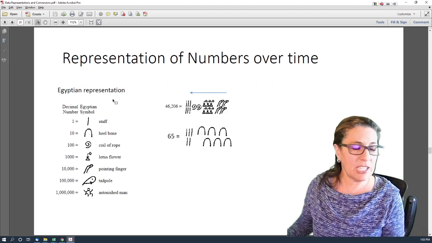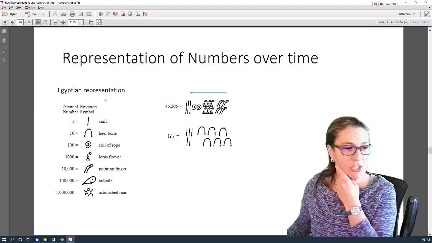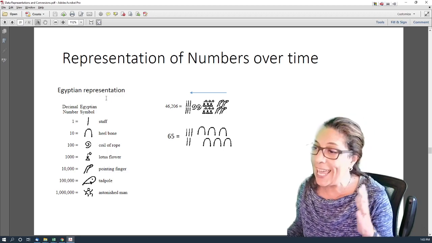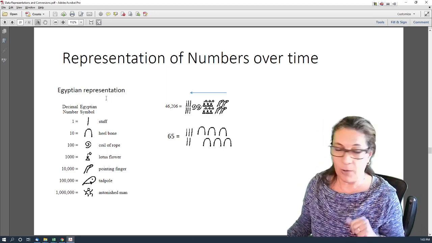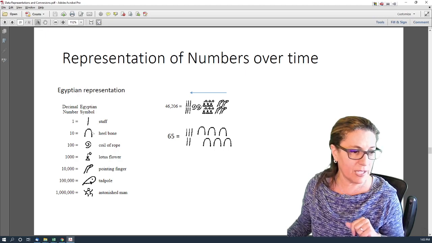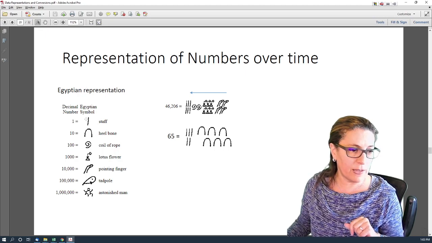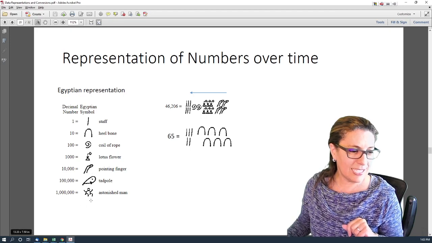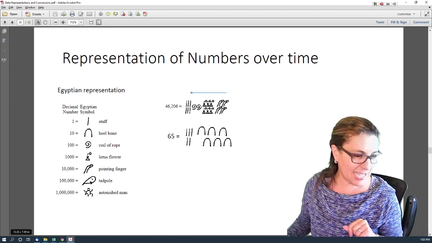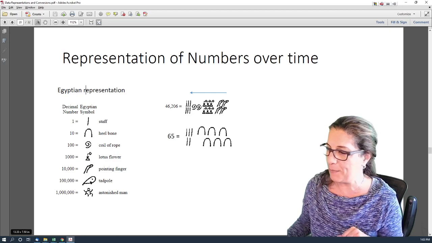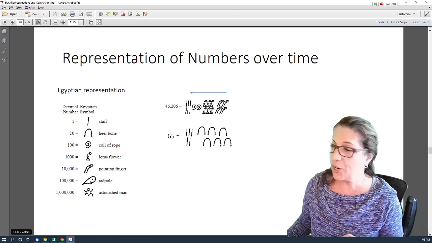And here is the Egyptian representation of numbers. So Egyptians actually had a base 10, just like our modern number system. They just had different symbols for the numbers. So one was this. This is 10. This is 100, 1,000, and this, like an astonished man, is a million. So they could count up to a million, or on the order of millions.